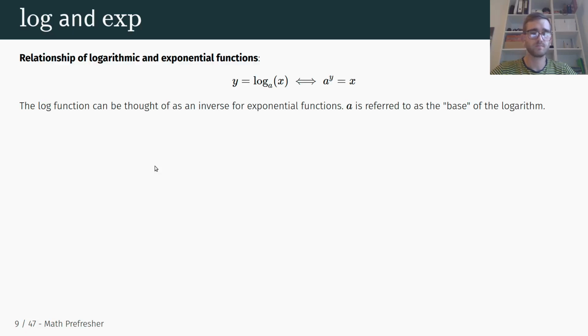So in general, the relationship of the logarithm and exponential functions is, you can think of the logarithm function as the inverse of an exponential function. So if we have y equals the logarithm to the base a of x, that implies that a to the power of y is equal to x, right? So in that sense, we can think of the exponent a to the power of y as the inverse of the logarithm of x with base a, okay?